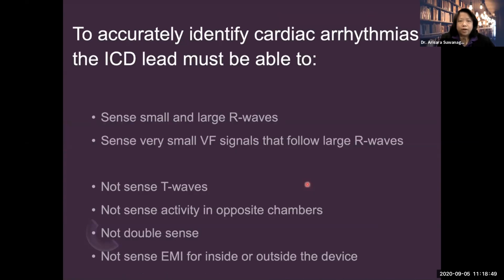So you need to accurately identify the arrhythmia, and that means that the ICD leads must be able to sense a small or large R wave. It has to sense the very small VF signals that follow the large R wave. Don't sense the T wave, don't sense the opposite chambers, don't double sense, and of course, don't sense any noise that's coming in. And that means it has to be very sensitive.